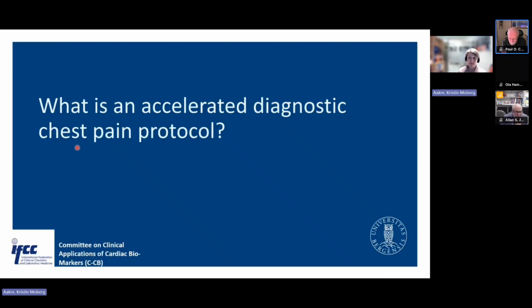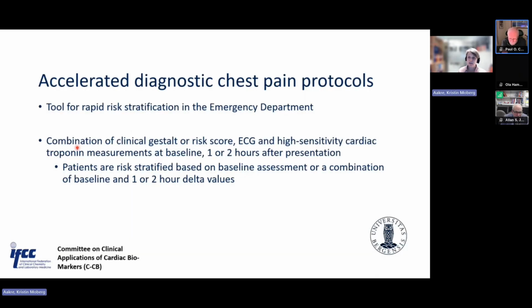So, what is an accelerated diagnostic chest pain protocol? Well, this is a tool for rapid risk assessment in the emergency department. Patients with chest pain who are evaluated for acute coronary syndrome make up 5 to 8, 10% of all patients who present to the ED. So this is a large group, and it's absolutely necessary that we have a rapid risk stratification of these patients.